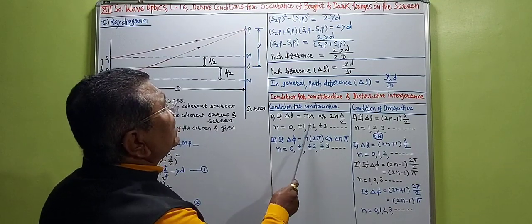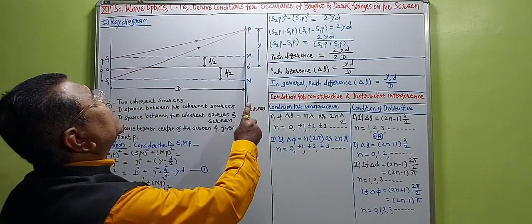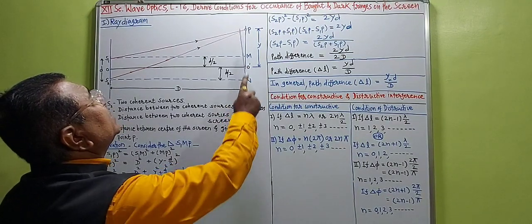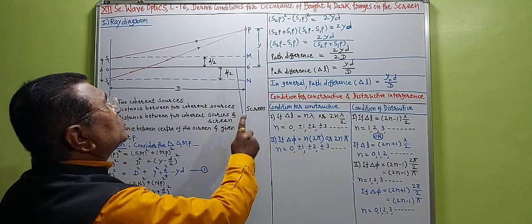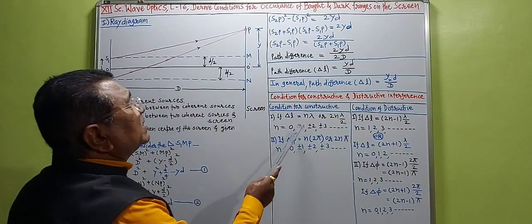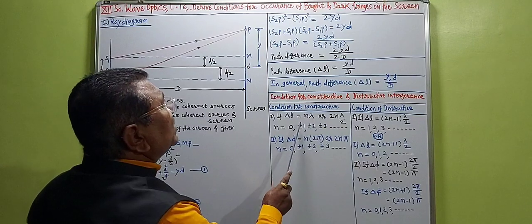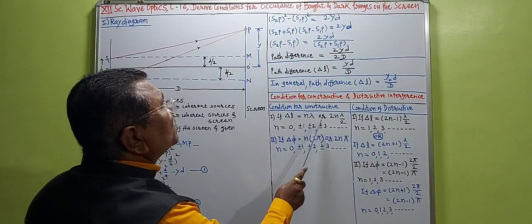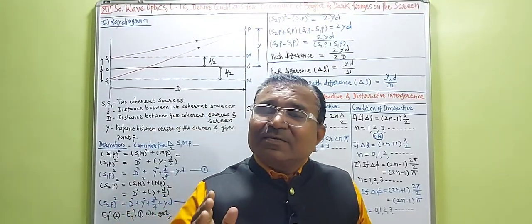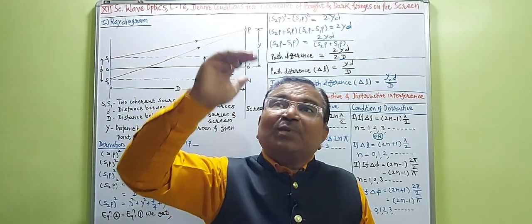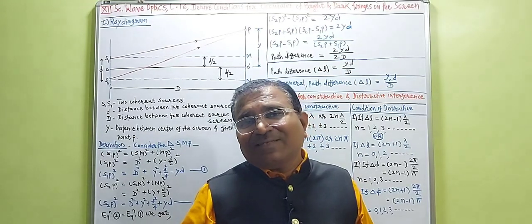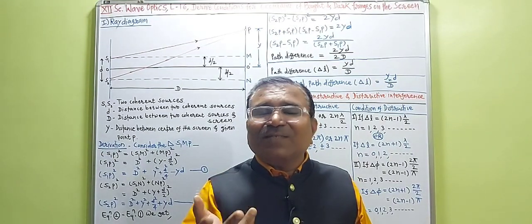What does this minus sign indicate? Plus 1 is the first bright band, upward side. Minus 1 is the first bright band, downward. This is the second bright band, upward, and the second bright band, downward. So the downward band is suggested by the minus number, and the upward band is suggested by the plus number. That is nothing but the number of bright bands on the upper side of the center of the screen, as well as on the downward side of the center of the screen. That is plus or minus 1, plus or minus 2.